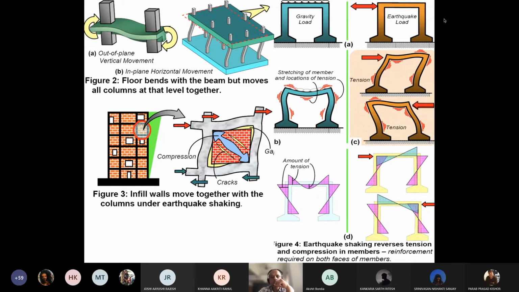members, because what you designed as columns in compression and beams in tension, under the earthquake this gets reversed. Columns start getting tension and beams start getting compression stresses. Once that happens, look at what happens to the moment diagrams.